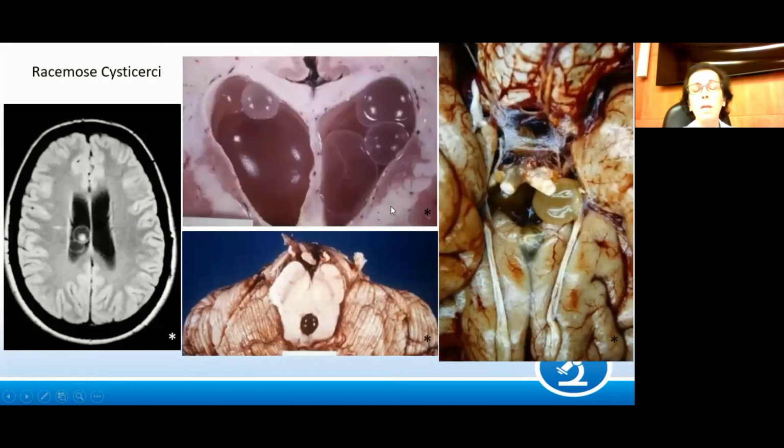And this is when they are located in large cavities, like here, and here, and here. These are called the racemose cysticerci. And in this situation, they do not have the scolex.